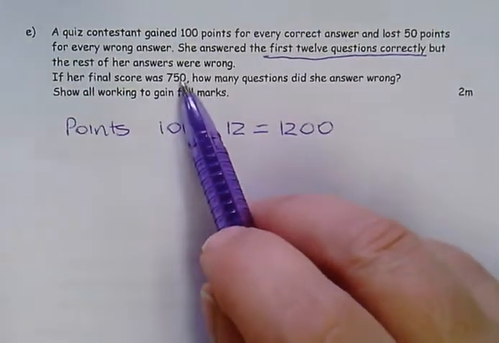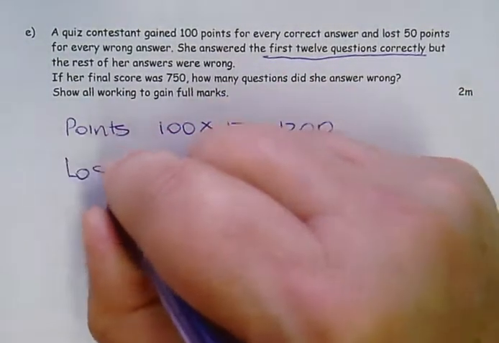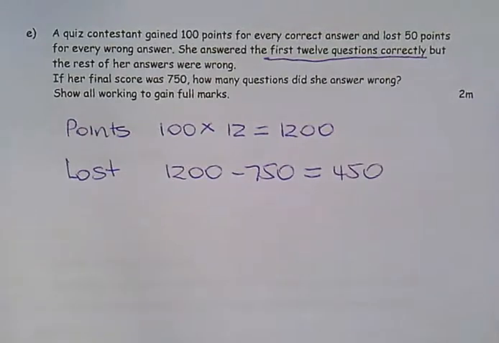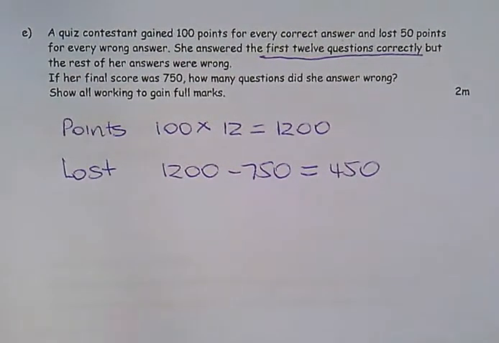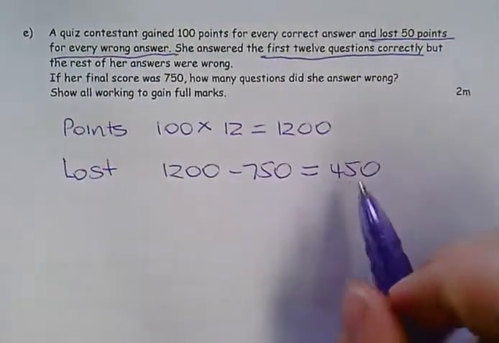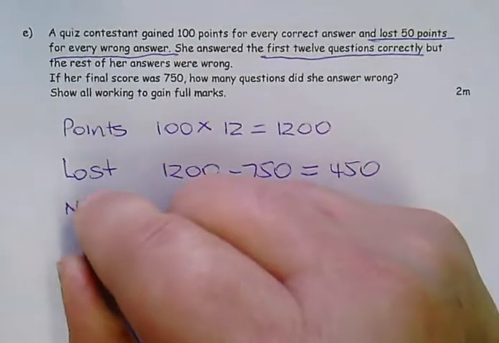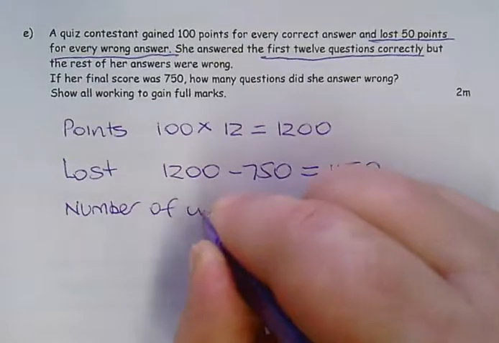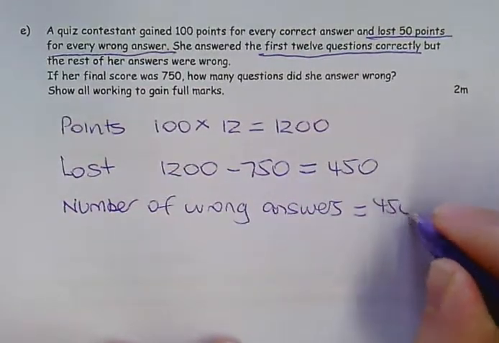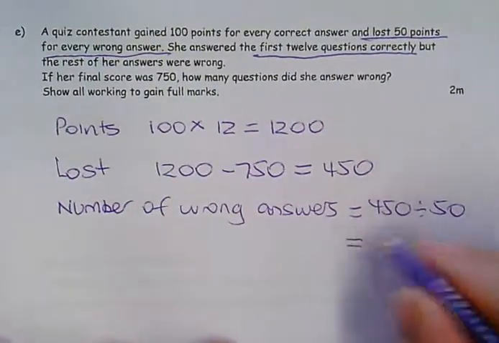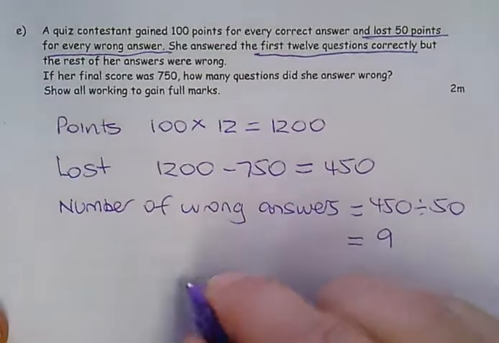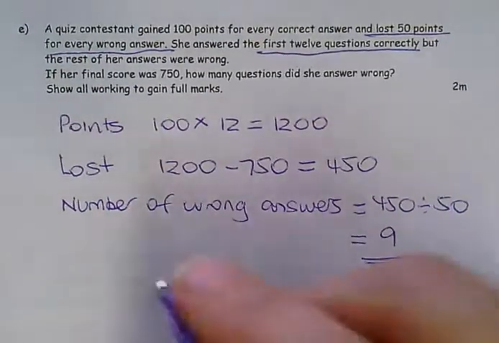However, the final score was 750, so then the points that were lost would be 1,200 take away 750, which is 450 points lost. Now, however, a person loses 50 points for every wrong answer. So we have to see the number of wrong answers. Remember, you're losing 50 points for every wrong answer, so you have to see how many 50s go into 450. And 450 divided by 50 is 9. So therefore there were 9 wrong answers. Okay?